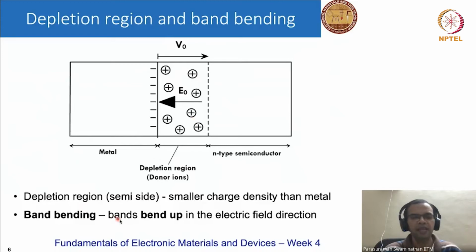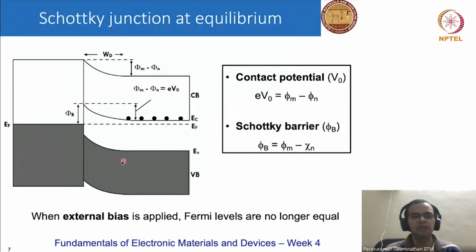So we say that at equilibrium, the bands bend on the semiconductor side, and the convention is the bands bend up in the direction of the electric field. We can now draw the equilibrium band diagram for the Schottky junction. The Fermi levels are aligned on both sides. We have a depletion region in the semiconductor. The electric field goes in the direction from N-type to the metal because this is positive, this is negative, and bands tend to bend up in the direction of the electric field.